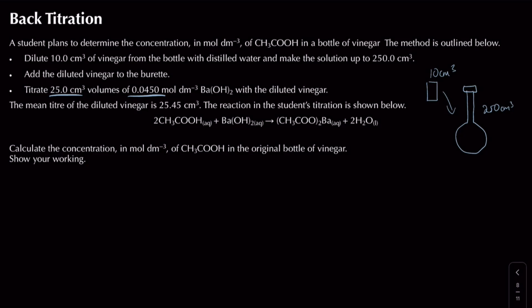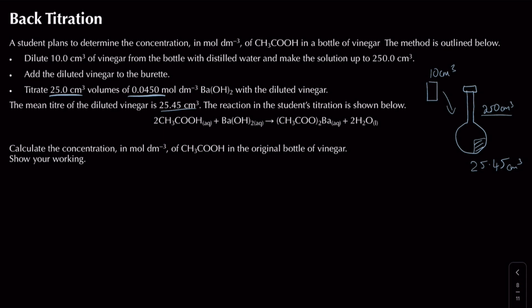Now, we're told that the mean titer of the diluted vinegar is going to be 25.45 centimeters cubed. And of course, we've been given an equation as well. What we can take from that is from that 250 centimeters cubed, we're actually reacting 25.45 centimeters cubed itself. So we're only actually using a small portion of this standard solution. Of course, that's our back titration step, and that's what makes it a bit more difficult.